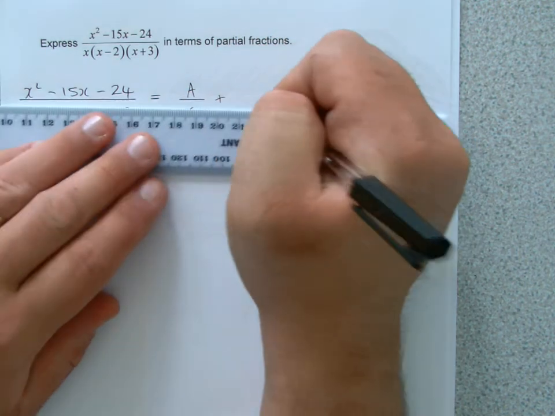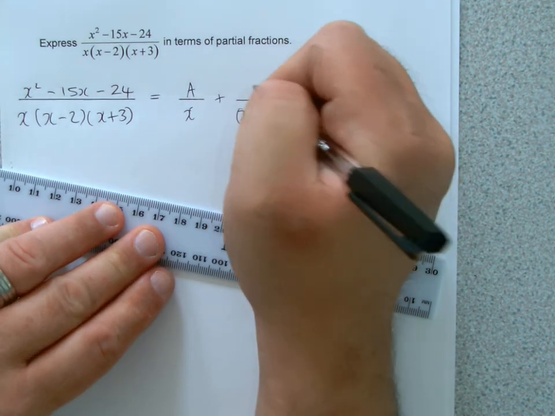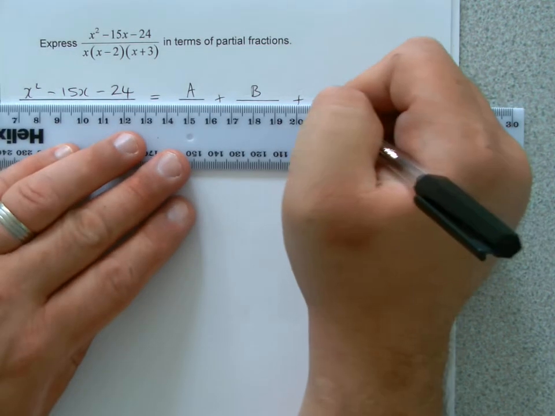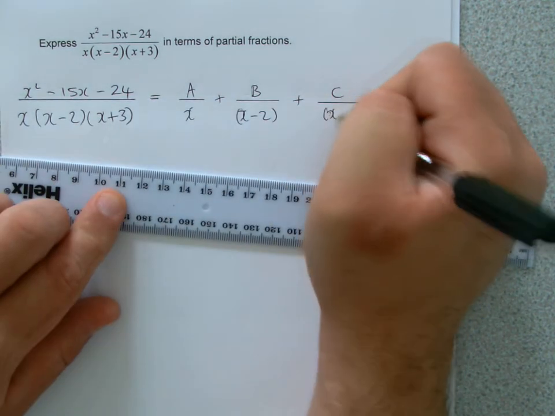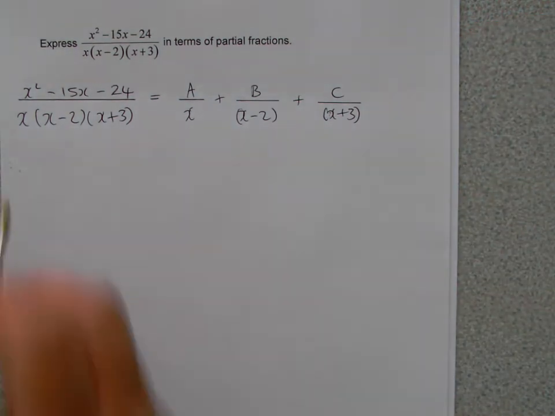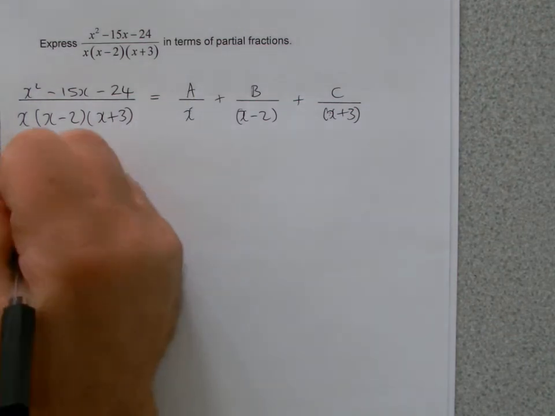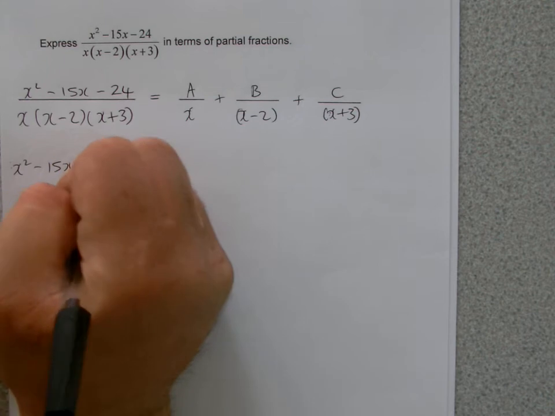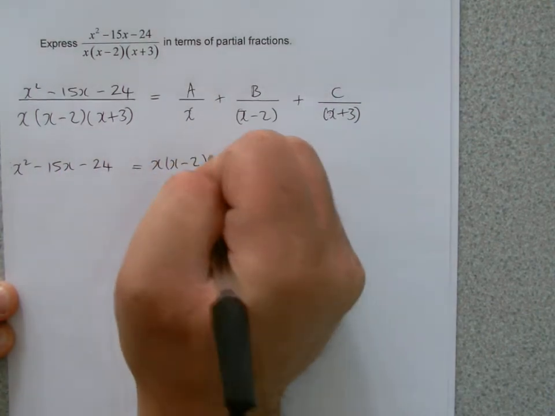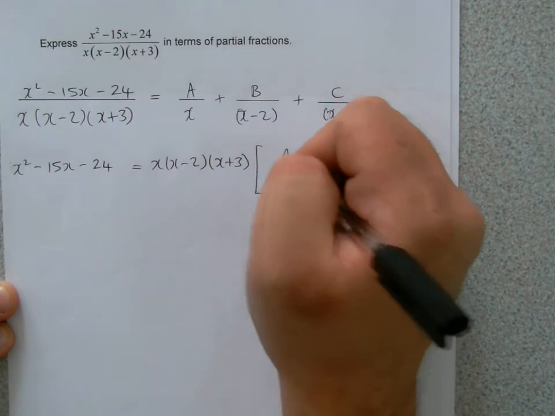The second fraction then will have the x minus 2 as the denominator, so I'll put b then, and the third fraction then I'll put c, because it's the third part of the denominator. What you do then, just like before, you take this over the other side and you multiply, so we end up having x squared minus 15x minus 24 equals, all of this multiplied then by each of these 3 terms.